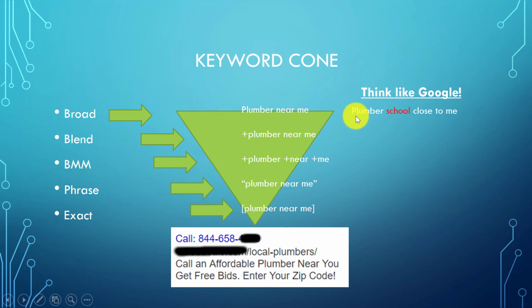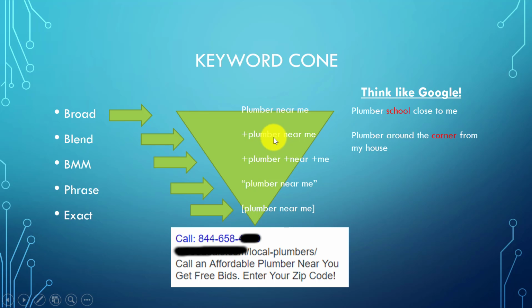So in this case, somebody typed in plumber, which is, you can see here the word plumber, school. Now that could be another word thrown in there because it's very broad. And close is a reference to near, to me, or just me. So you can see how this can be very broad, but you would want school. Obviously, I have it in the color red here because it would be a negative keyword.